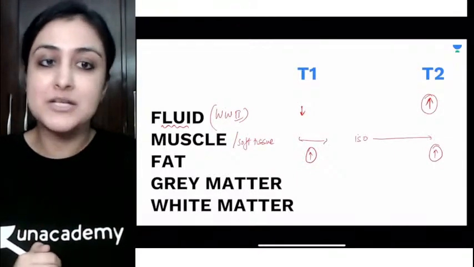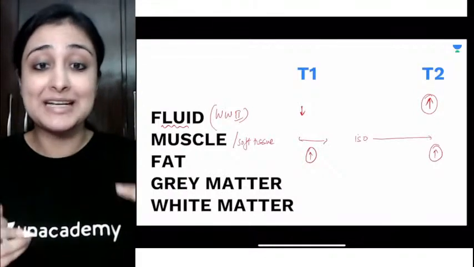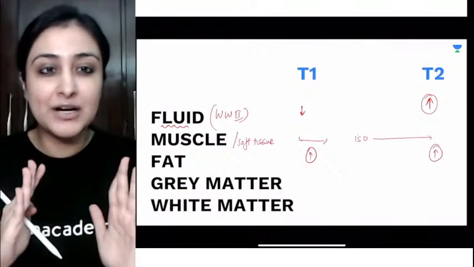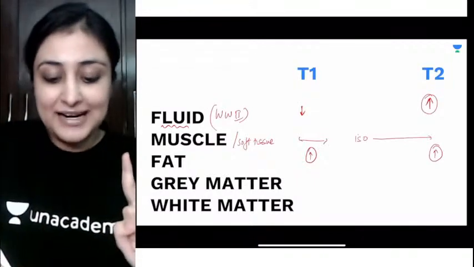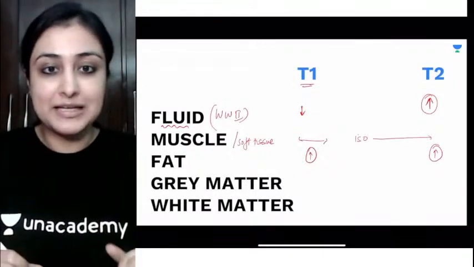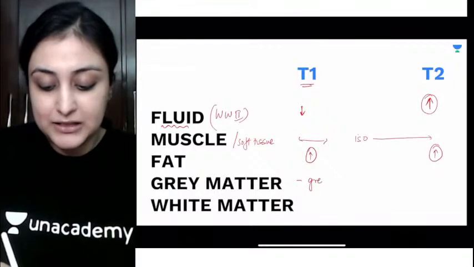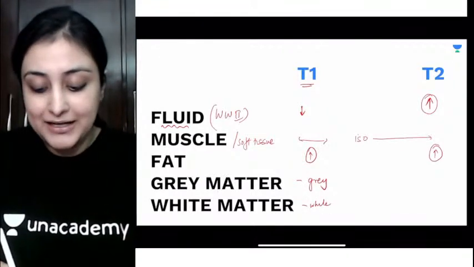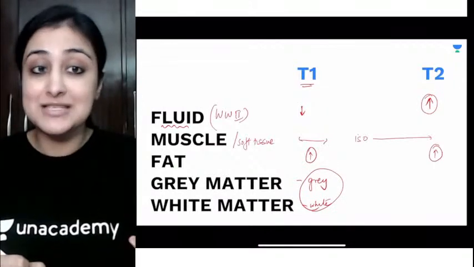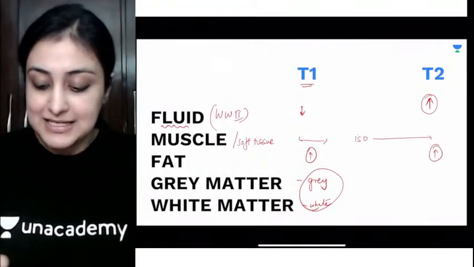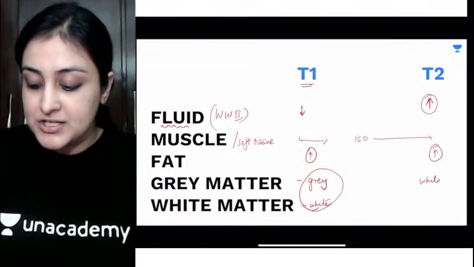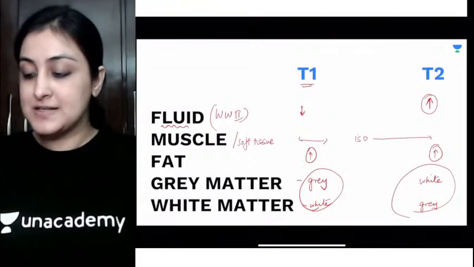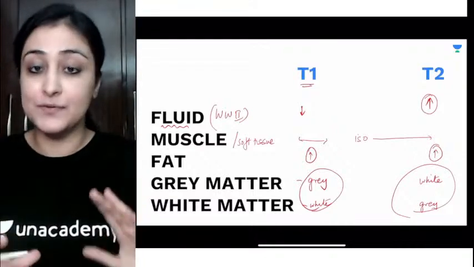So it doesn't really help us distinguish much. What about gray matter, white matter? Where do you think it should live up to its name? T1, 1 means good, right? So T1, it will live up to its name. Meaning what? That gray matter will appear grayer, will appear darker as compared to white matter. So just remember that it follows its name on a T1 weighted sequence, whereas it is opposite on a T2 weighted sequence. Okay, so this is about the basic differences that we've tabulated.